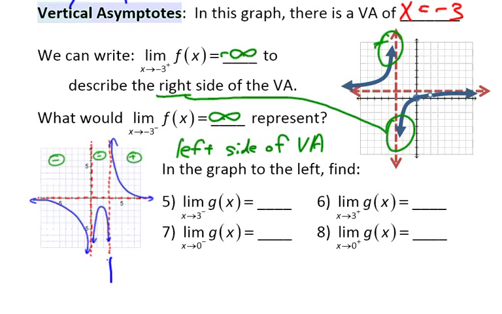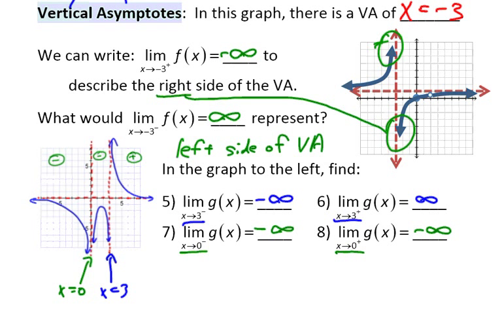Numbers 5 and 6 are talking about the left and right side of x equals 3, that vertical asymptote. The left side descends, the right side ascends. Similarly, 7 and 8 look at the left and right side of x equals 0. On the left side, we descend. On the right side, we also descend. These are two different possibilities, and they make a good contrast.